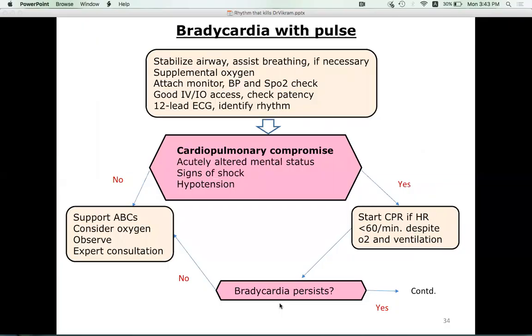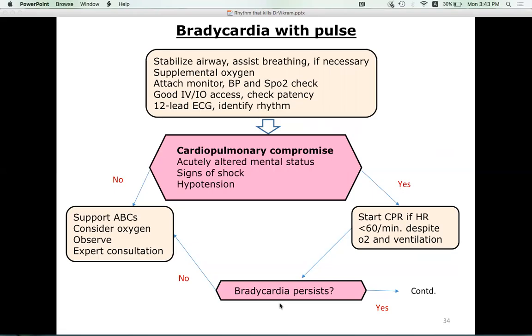So how do we manage a case of bradycardia? Again, we have to stabilize the patient first. We look at the A, B, C, and then we look at whether there is any cardiopulmonary compromise present or not. If there is a cardiopulmonary compromise present along with bradycardia, then you have to start cardiopulmonary resuscitation if the heart rate remains below 60 despite oxygen and ventilation. So first you have to correct oxygen and ventilation. So A, B, followed by C.